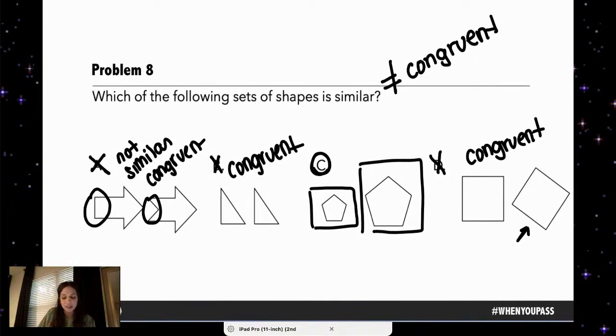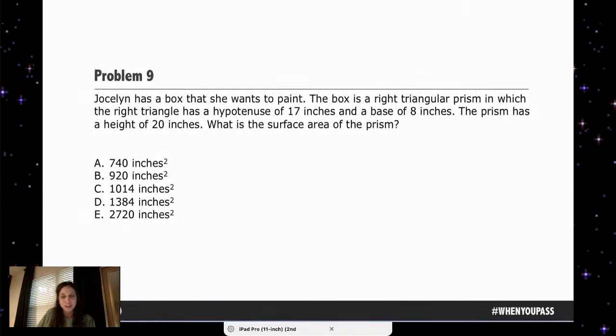All right, last problem of the night. Jocelyn has a box that she wants to paint. The box is a right triangular prism in which the right triangle has a hypotenuse of 17 inches and a base of 8 inches. The prism has a height of 20 inches. What is the surface area of the prism?